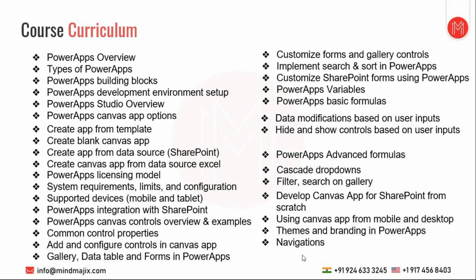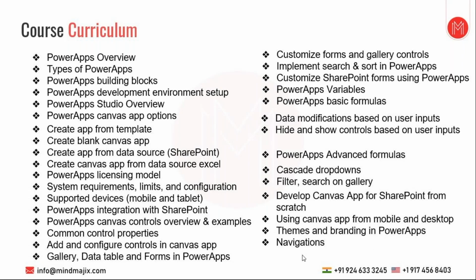Power Apps advanced formulas. We will cover advanced formulas in Power Apps, and we will cover cascading drop-downs, like dependent drop-downs. The second drop-down is dependent on the first, and the third is dependent on the second. Like countries, we will have a list of countries like India, Australia, USA. When somebody selects India in the first drop-down, then the Indian states will be visible in the second drop-down. In the second drop-down, if a user selects Delhi, then the cities of Delhi like South Delhi, North, East, West will be visible in the third drop-down.